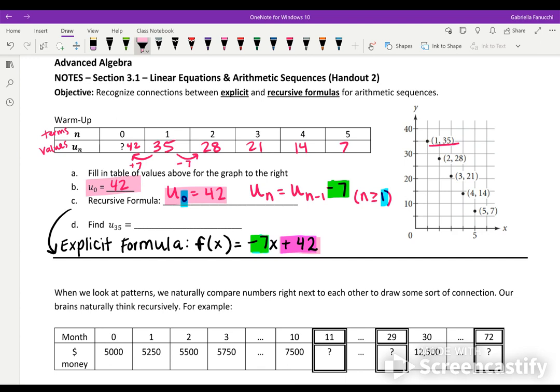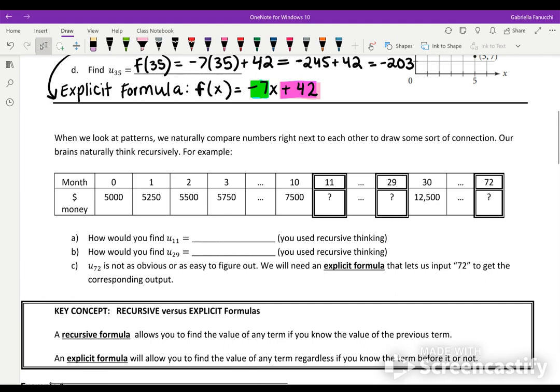Okay, so now if we find u sub 35, we're just going to plug in 35 to our equation. So f of 35, because we're plugging in 35 for x, and again, we don't do anything with that side. That's just showing that 35 is going to take the place of x. So -7 times 35 plus 42. And just to save time, -7 times 35 is going to be -245 plus 42, which is just going to equal -203. So the 35th term has -203 for the value.